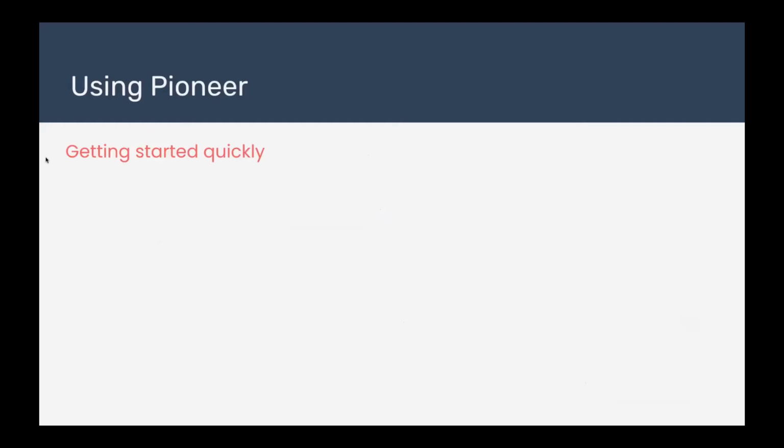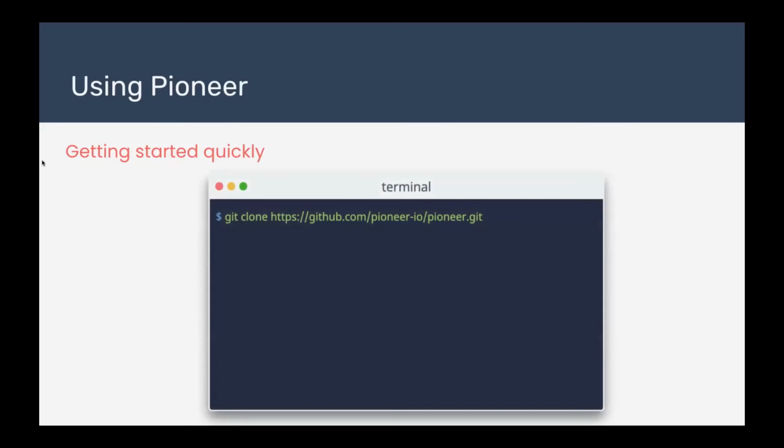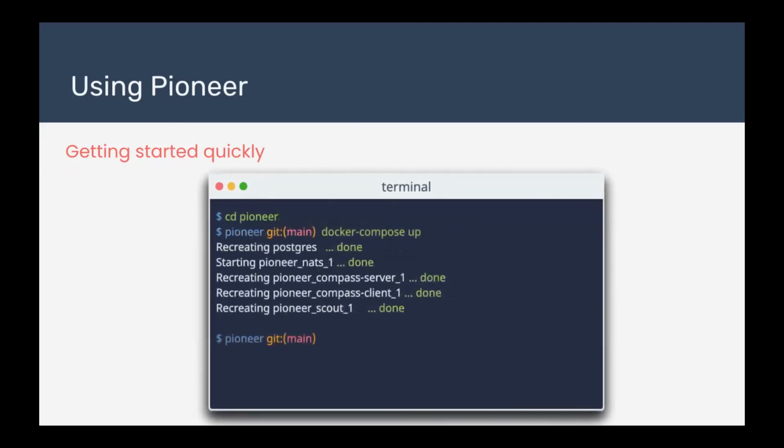And we're going to discuss now how to get started quickly with Pioneer out of the box. First, Pioneer should be cloned from the GitHub repository, and then the user should navigate into the Pioneer directory. Next, the user should run docker compose up. Now all components of Pioneer's architecture will be running. Kyle will discuss the logic behind why we chose to use Docker in the next portion of the presentation.